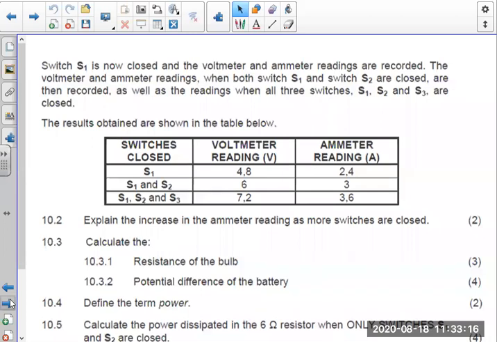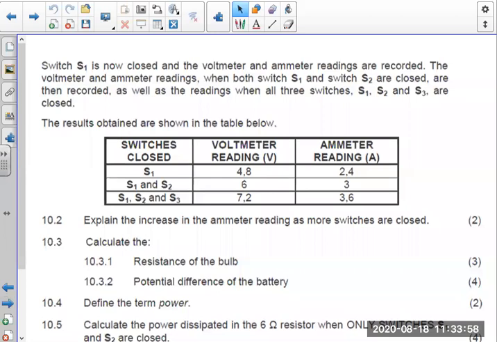They say switch S1 is now closed. The voltmeter and ammeter readings are recorded. The readings when both switch S1 and switch S2 are closed are then recorded, as well as the reading when all the switches S1, S2, and S3 are closed. They give it to us in the table below. If only switch S1 is closed, the voltmeter reading is 4.8 and the ammeter reading is 2.4. They say explain the increase in ammeter reading as more switches are closed.